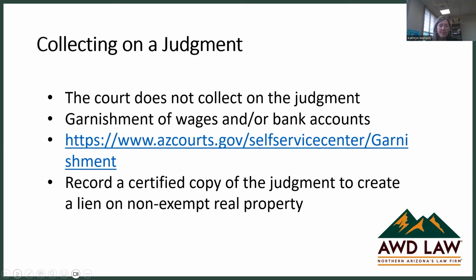If you get a judgment and you know the defendant or the other party owns real property in a certain county, you can record a certified copy of the judgment to create a lien on non-exempt real property. And now, since the beginning of this year, Proposition, I think it's 209, those liens stay in place even if the person files for bankruptcy, unless they have the court set aside that lien in the bankruptcy.